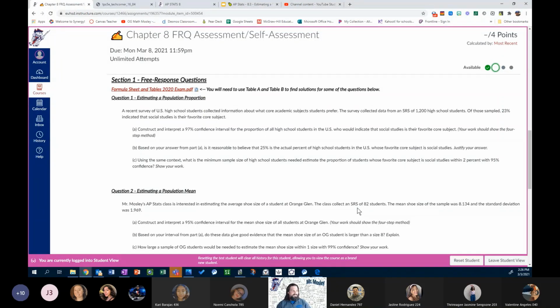And each of the questions, one for a proportion, one for a mean, you need to construct and interpret a confidence interval, right? Decide whether or not your interval supports a claim. And then using the same context, determining an appropriate sample size for a given margin of error and percent confidence. Both questions are asking essentially for you to do the same steps, just applying the correct formulas for either proportion or mean.